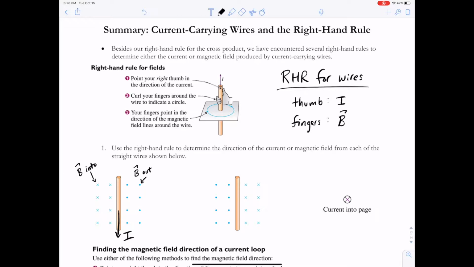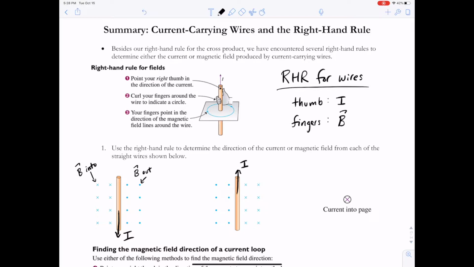Repeating that same process for the middle example, now I curl the fingers on my right hand so they point out of the page on the left side of the wire, wrap around the wire and point into the page on the right side. Now my thumb is pointing up, and so is the current for this wire.